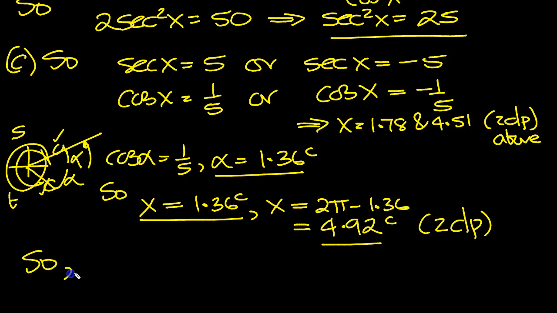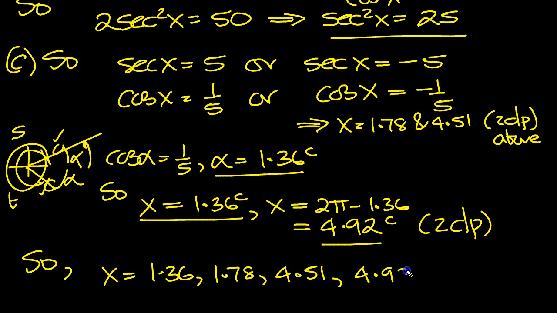So our final solution set then, x is equal to 1.36, 1.78, 4.51, and 4.92 radians to 2 decimal places.